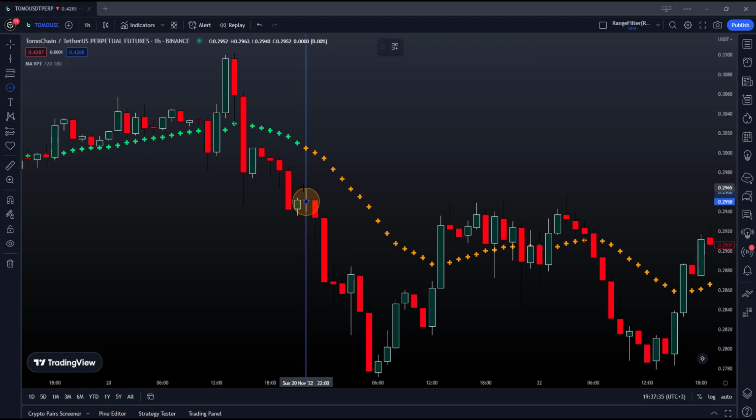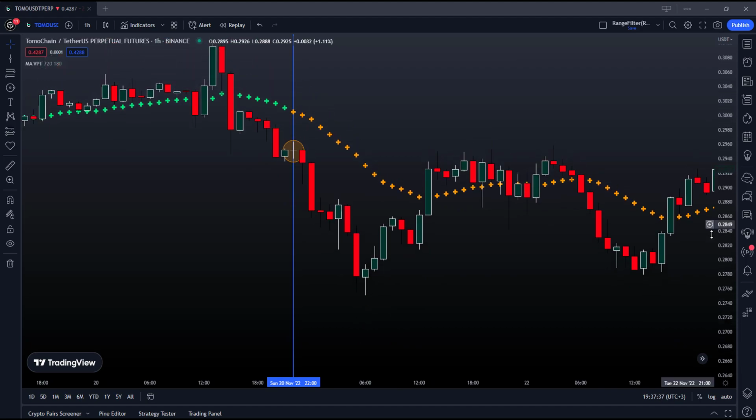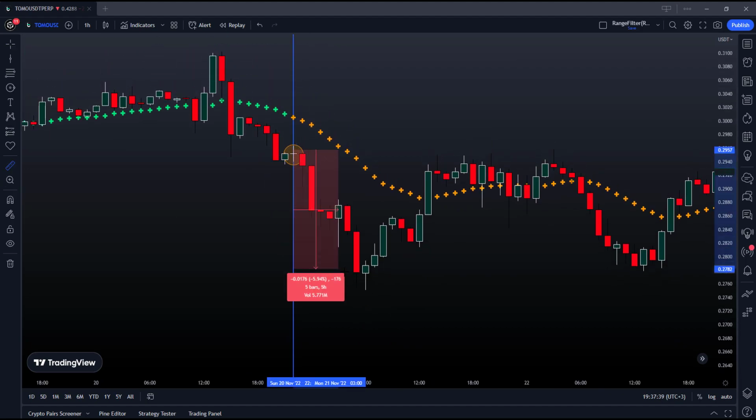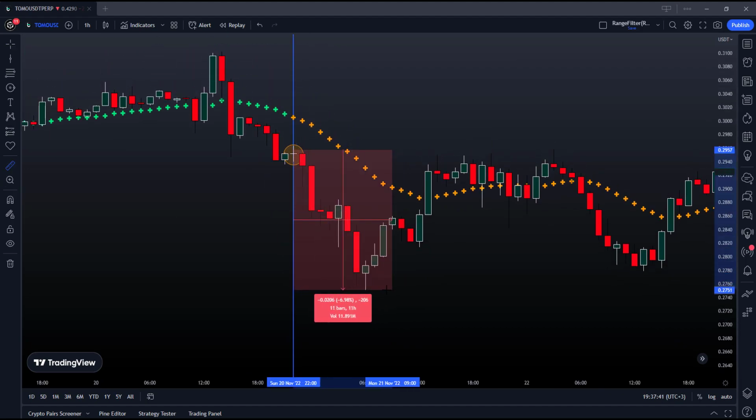By following the principles of support, resistance, and trend, you have no chance of opening unsuccessful trades.